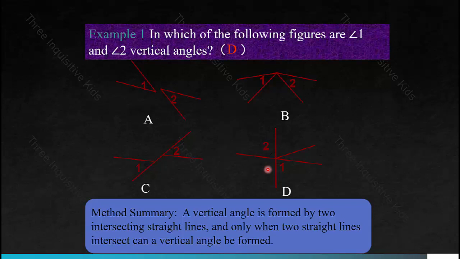A vertical angle is formed by two intersecting straight lines, and only when two straight lines intersect can a vertical angle be formed.